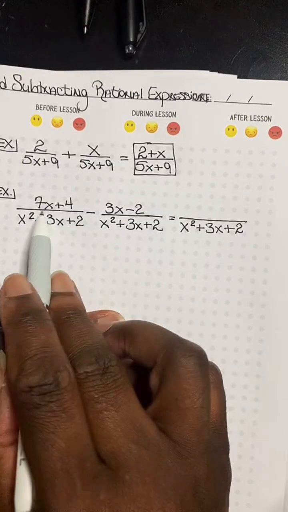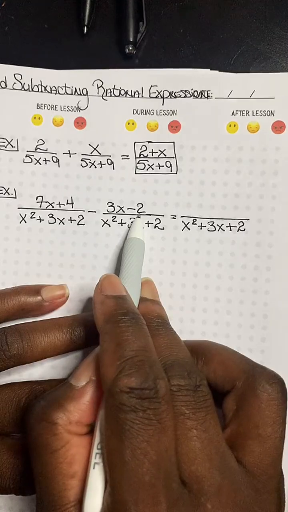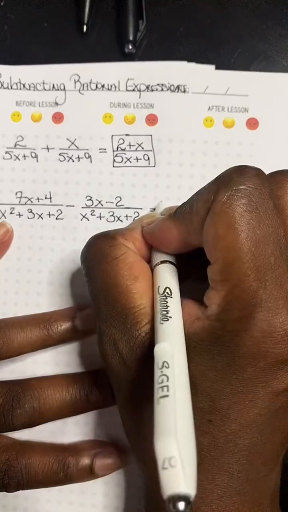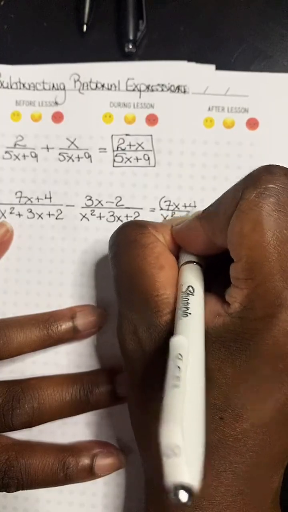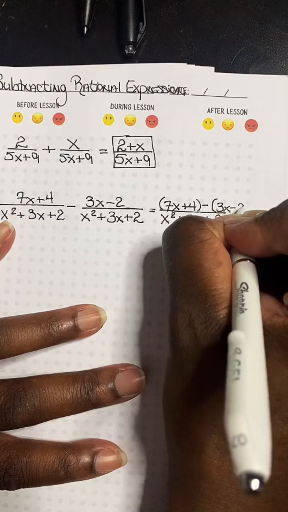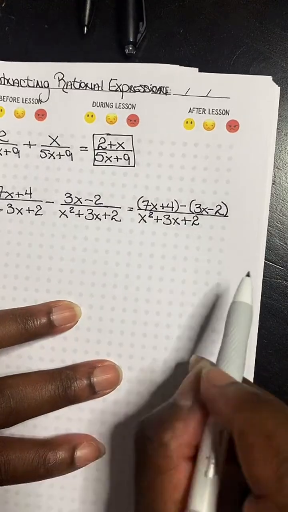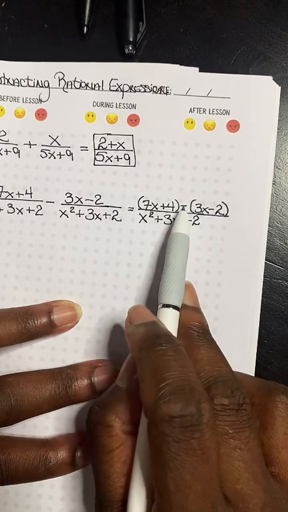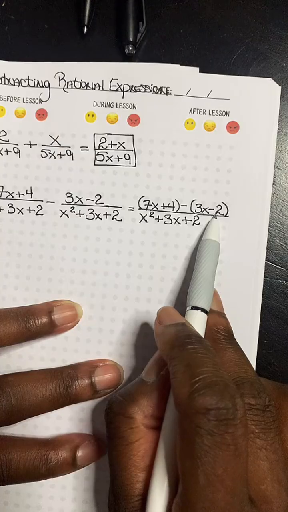So you have your 7x plus 4 minus 3x minus 2. So if I may, I'm going to write it out completely. So it looks something like this. You have your 7x plus 4 minus 3x minus 2. And you're probably saying, well, Audrey, why are you putting parentheses around? Well, this is why. I'm not just subtracting the 3x. When it comes to the subtraction, I'm subtracting the 3x as well as this negative 2.